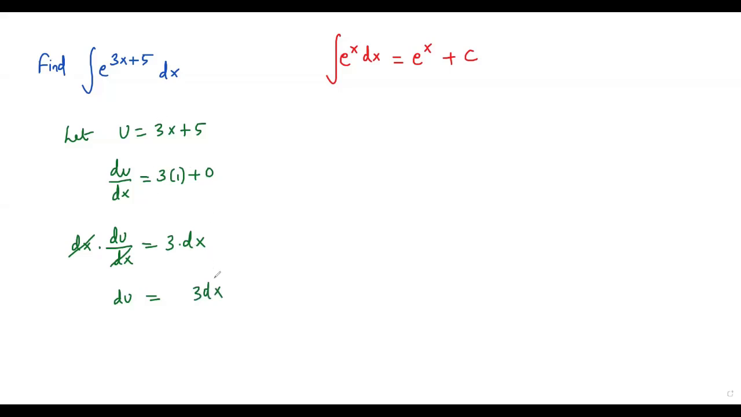Okay, so I need dx in this equation. For that, I have to get rid of this 3. So I multiply both sides by 1/3. Then this 3 will cancel out. I'm getting 1/3 times du is equal to dx.